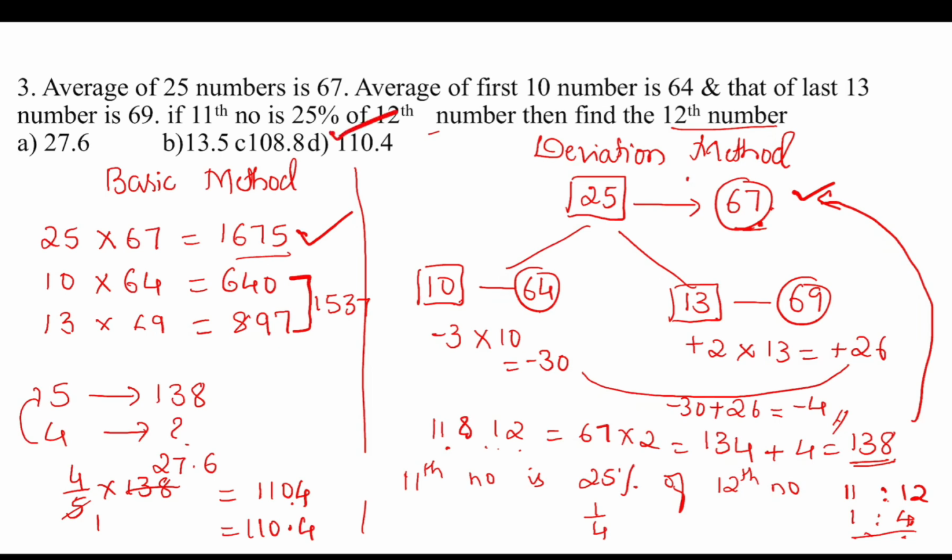So see here, in this basic method we had to multiply and do all these things, but here we can save so much calculation. But you have to understand the deviation method properly, how much it is getting deviated. So it is getting deviated by 4. Initially the 11th and 12th numbers are 134, but 4 is still short, so you add it here and it becomes 138. Here also we got 138 when we did it with the basic method.